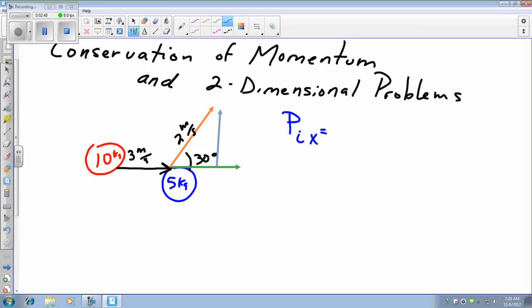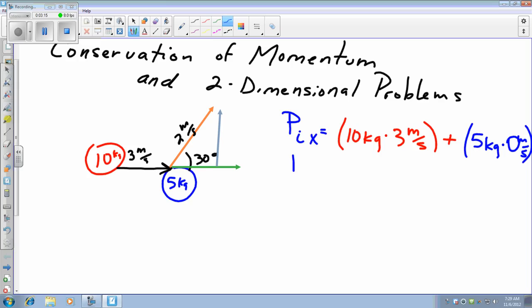Well, the initial momentum in the X is going to be, for our 10 kilogram ball, 10 kilograms multiplied by 3 meters per second, plus our momentum in the X of our 5 kilogram ball, which is not moving, so that's pretty easy because it's 0. And we're going to see an initial momentum in the X of 30 kilogram meters per second.